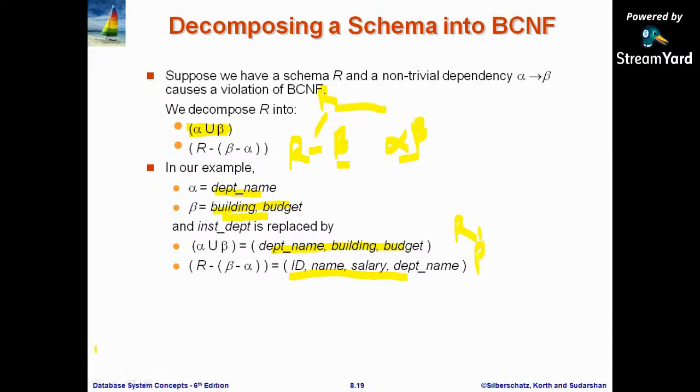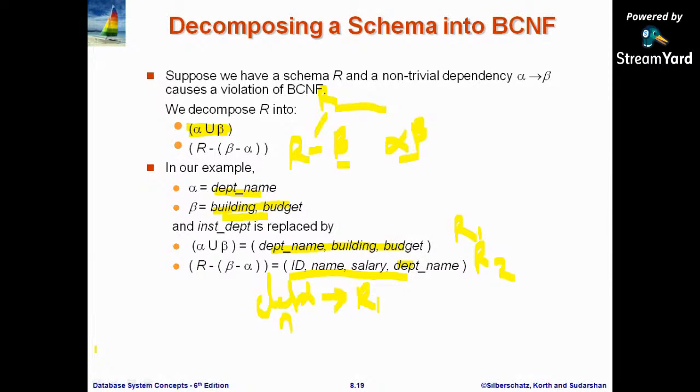You can see that this decomposition is a lossless decomposition. Why is it lossless? The department name is common, and the functional dependency department name tends to building, budget holds, which says that the common field, department name, determines either R1 or R2. In this case it is R1, so department name tends to R1.